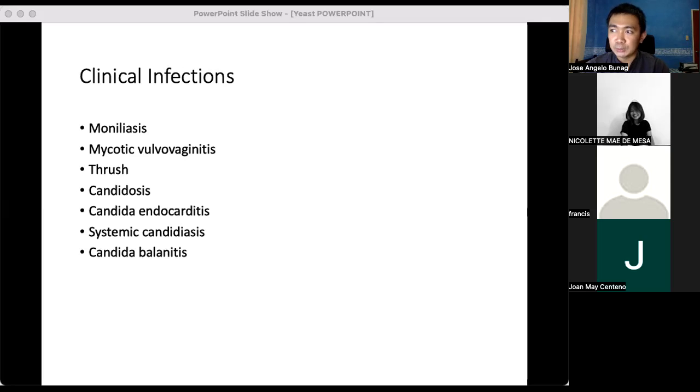And please do take note that opportunistic mycosis, specifically our yeast, infects any or all organs of the body. And under this, we have your Cryptococcus neoformans. So ito po yung mga opportunistic mycosis natin.